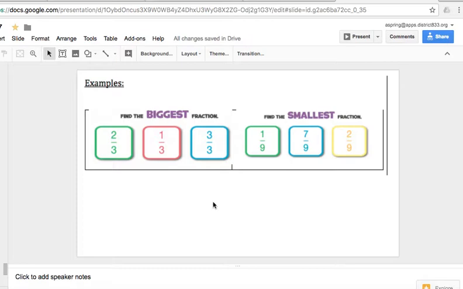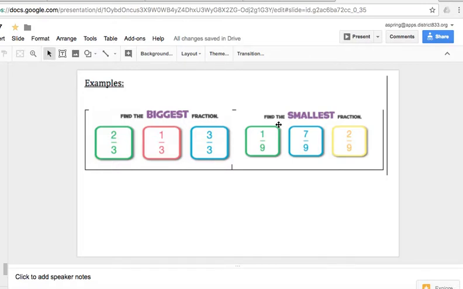For example, find the biggest fraction, thinking about a pizza. If someone ate 2 out of the 3 slices of pizza versus 1 out of the 3 slices of pizza versus 3 out of the 3 slices of pizza, well, this person ate the most because they ate the whole pizza.